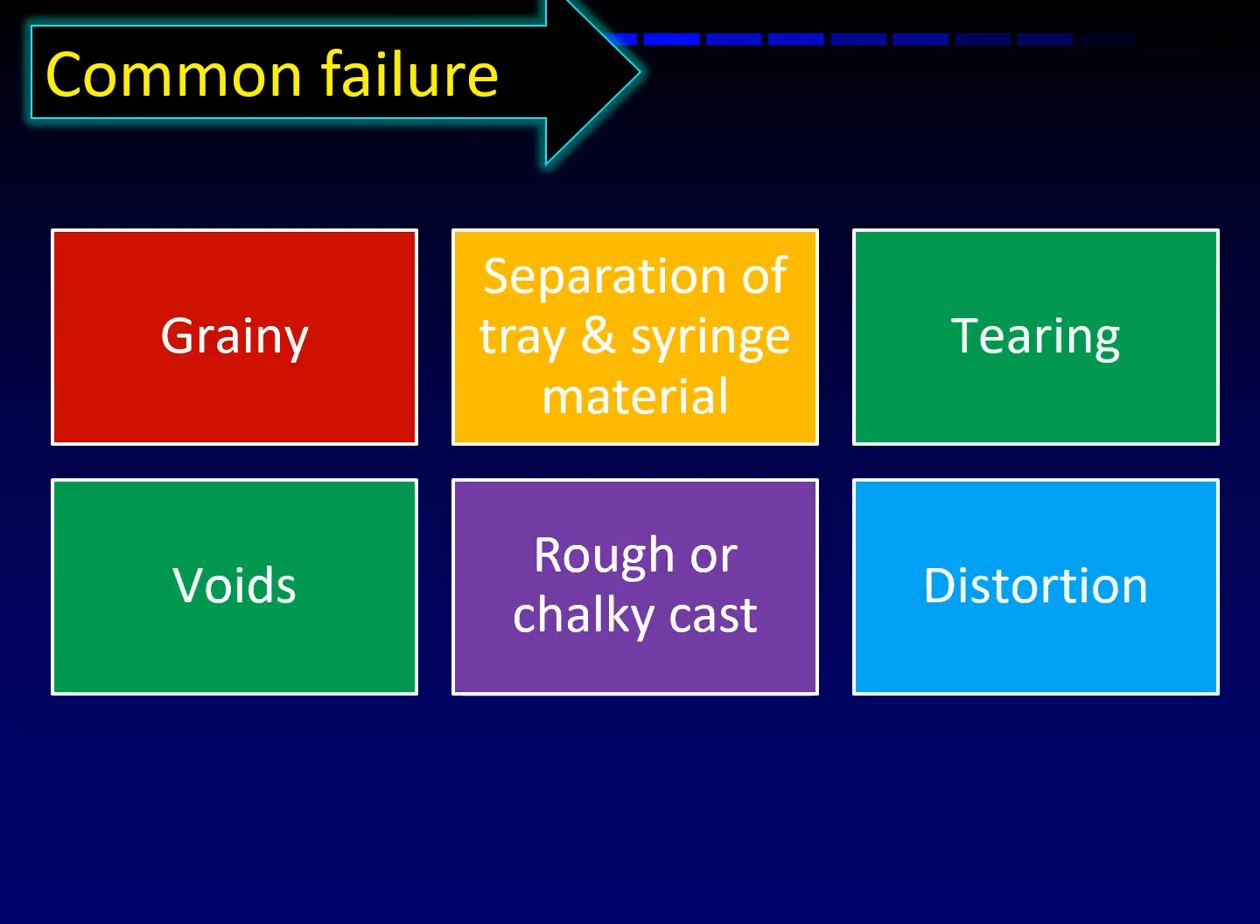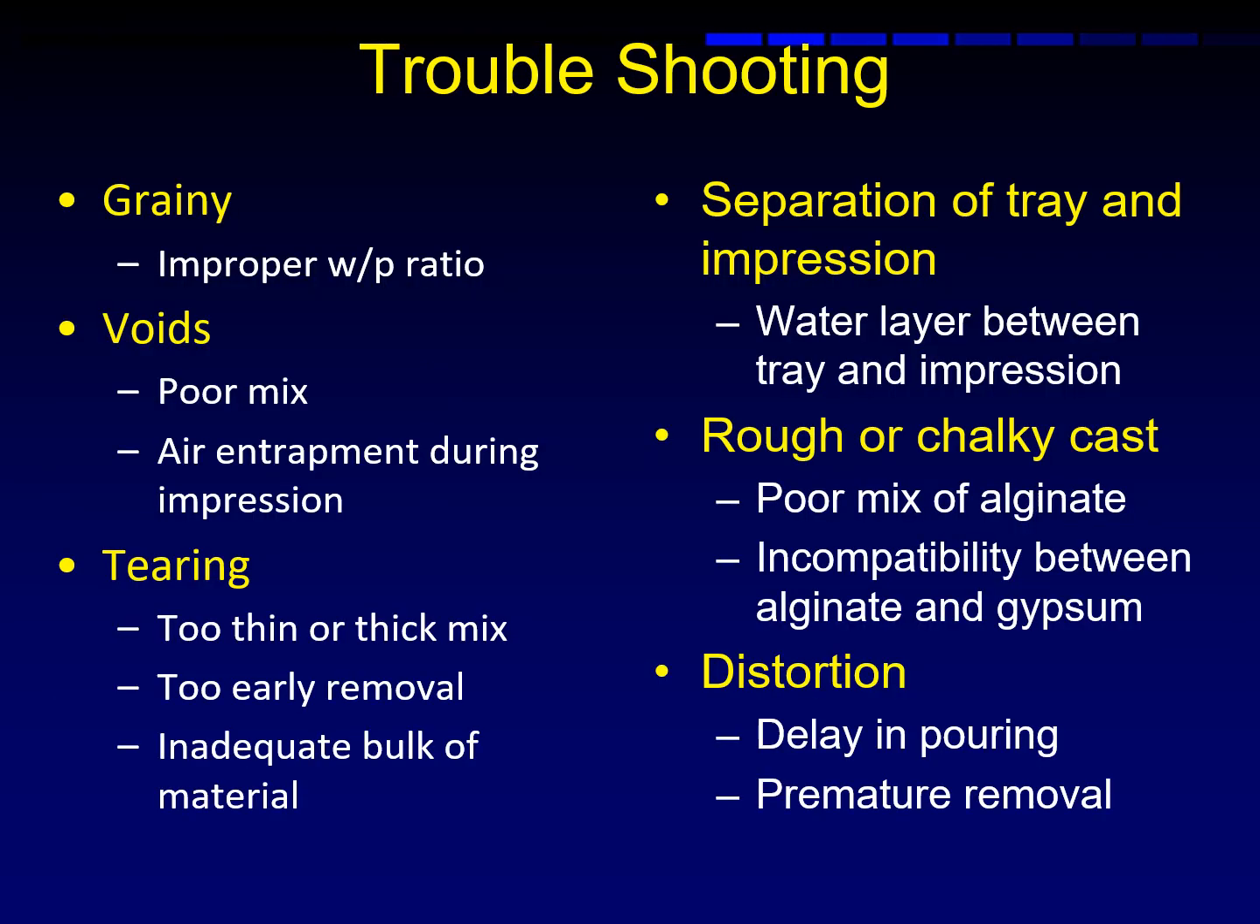There are so many failures encountered with alginate impression like grainy mix, separation of the tray and the impression material, tearing, voids, rough or chalky cast, distortion. Let's see the cause for each failure. Grainy mix. This is due to improper water powder ratio. Voids in the impression. This is again due to poor mix or entrapment of air during mixing. If you are not using a figure of 8 motion, it leads to voids.